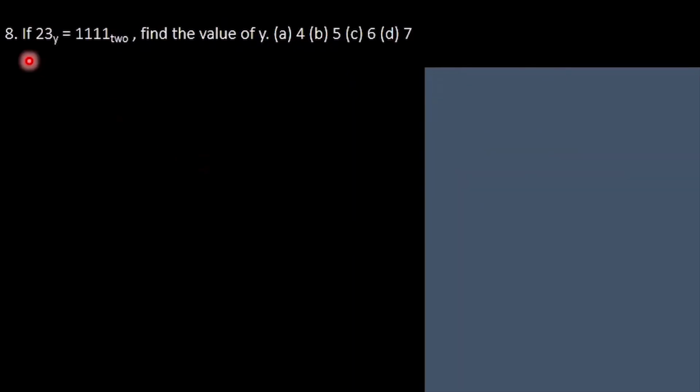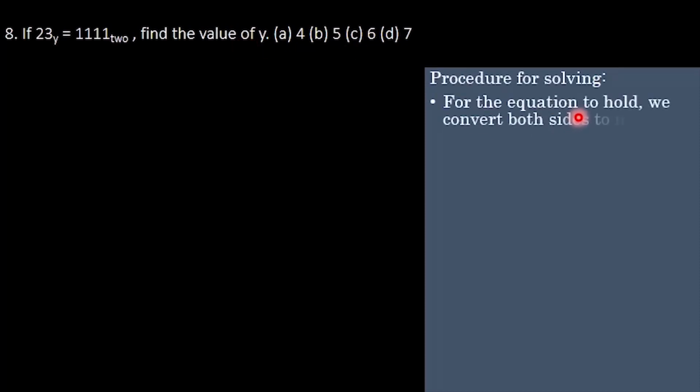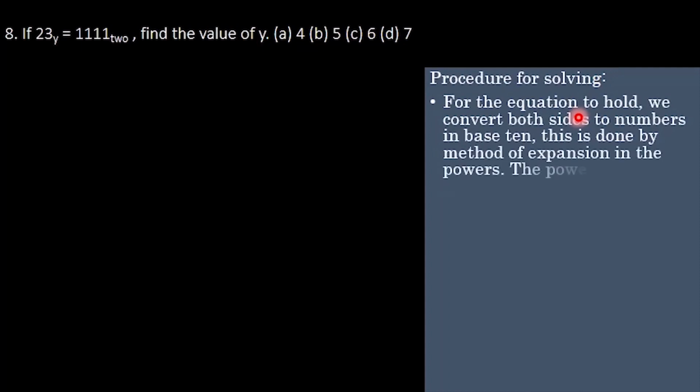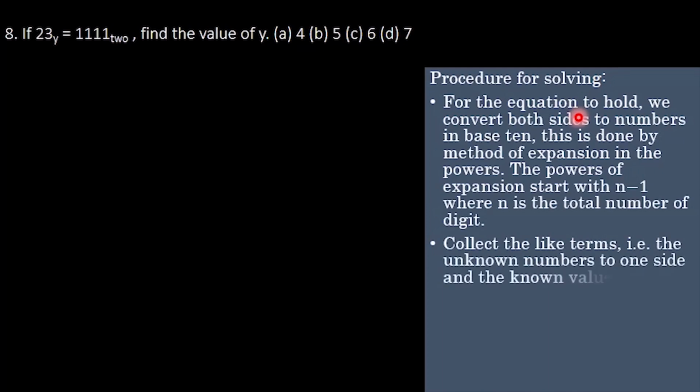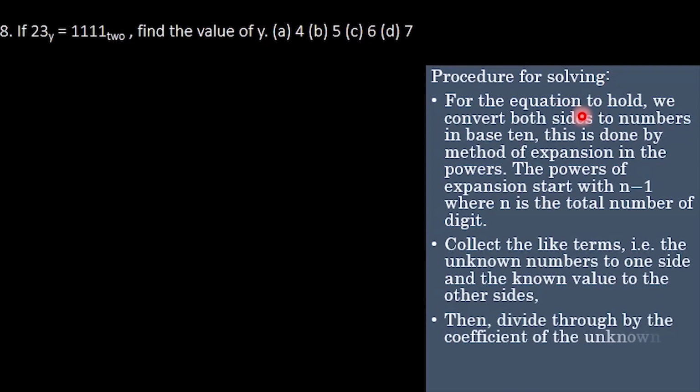Question 8. If 23 base y is equal to 1111 base 2, find the value of y. Let's check the procedure for solving this. For the equation to hold, we convert both sides to numbers in base 10. This is done by the method of expansion in the powers. The powers of expansion start with n minus 1, where n is the total number of digits. Then we collect the like terms, that is, the unknown numbers to one side and the known values to the other side, and then we divide through by the coefficient of the unknown value.